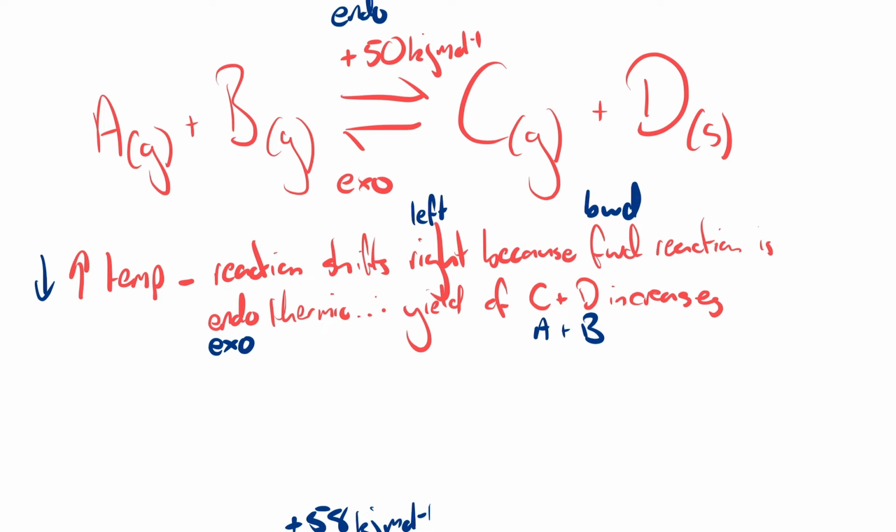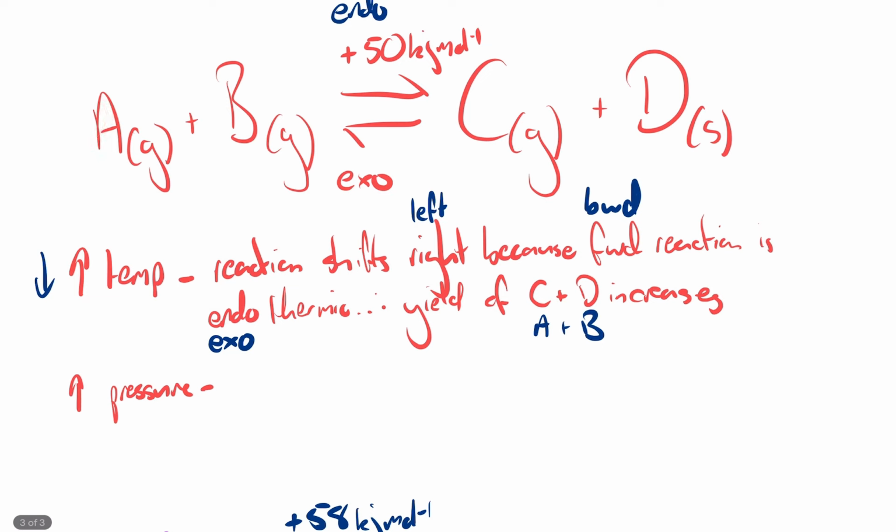We can also think about what would happen if we increase the pressure. So if we increase the pressure, there we need to think about moles of gas. So on the left-hand side, we have 2 moles of gas. On the right-hand side, and there we're looking at the big numbers. So if this had a 2 in front, we'd say it had 3 moles of gas.